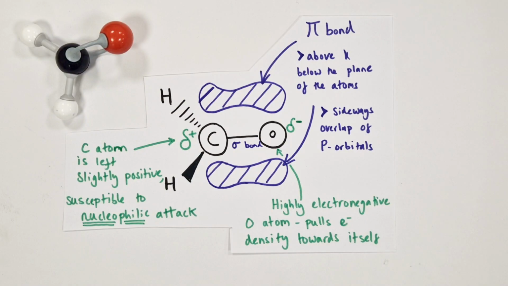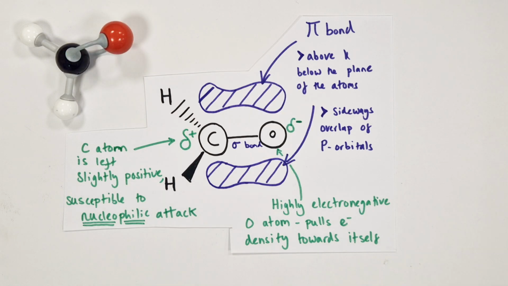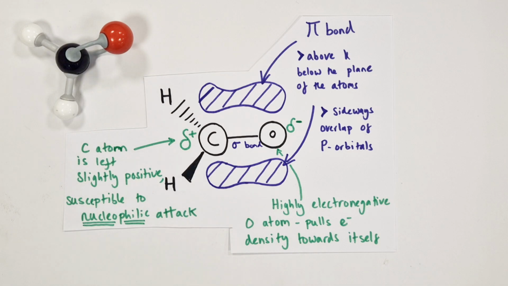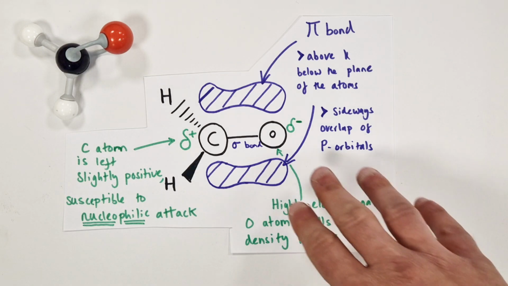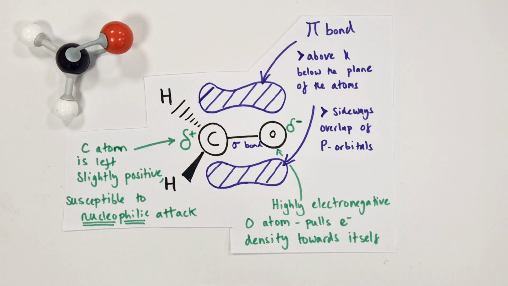So the key idea here is that oxygen is a more electronegative atom than carbon. Electronegativity is defined as being the ability or tendency of an atom to pull a pair of electrons towards itself within a covalent bond. So what's happening here is the highly electronegative oxygen is pulling electron density towards itself along this bond, and that's creating a delta negative, or a partial negativity around the oxygen. This means the carbon is being left delta positive or slightly positive, and this makes the carbon susceptible to nucleophilic attack.